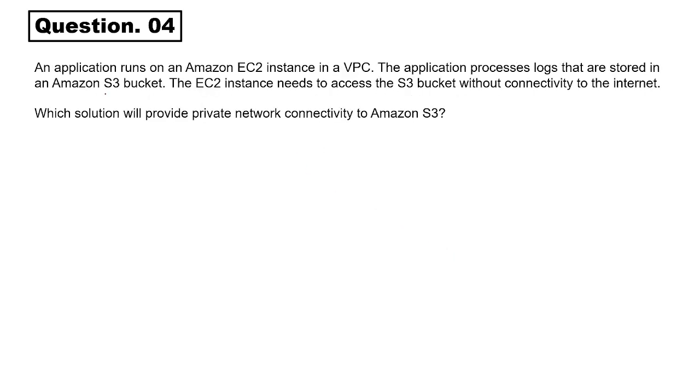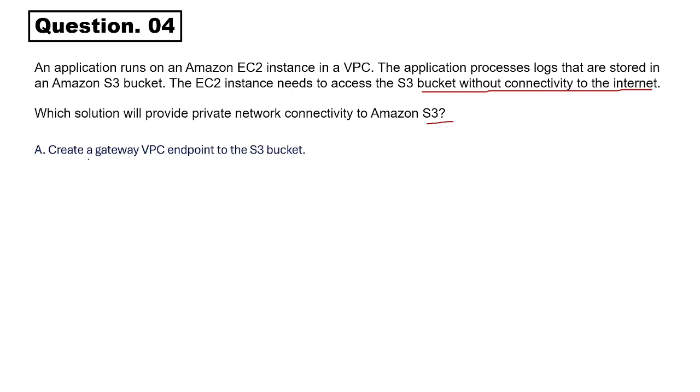Now, question number 4. An application runs on Amazon EC2 instances in a VPC. The application processes logs that are stored in an Amazon S3 bucket. The EC2 instances need to access the S3 bucket without internet connectivity. This is a very important keyword in the question as well. Which solution will provide private network connectivity to Amazon S3?